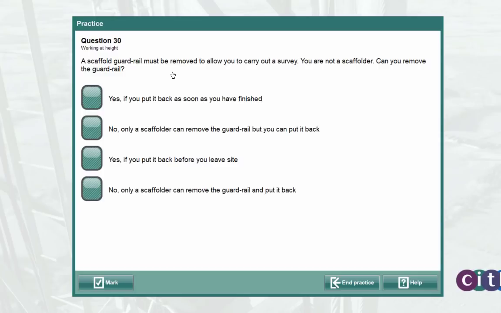A scaffold guardrail must be removed to allow you to carry out a survey. You are not a scaffolder. Can you remove the guardrail? Yes, if you put it back as soon as you've finished. No, only a scaffolder can remove the guardrail, but you can put it back. Yes, if you put it back before you leave site. No, only a scaffolder can remove the guardrail and put it back.